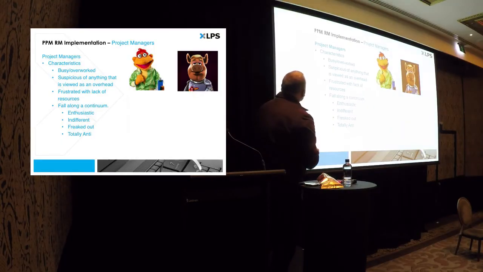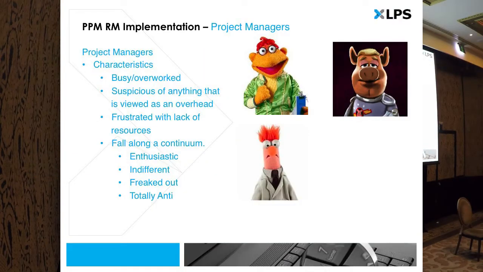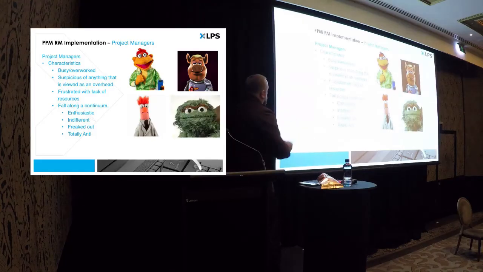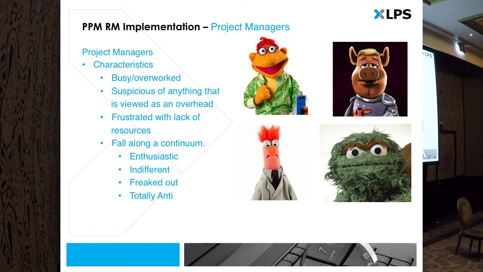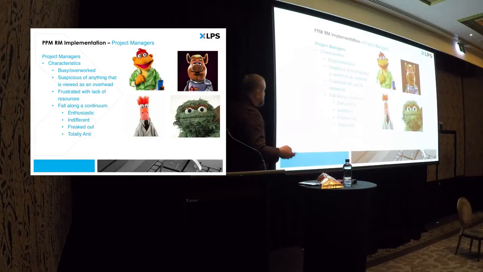Third one, the freaked out project manager. Doesn't want a bar of anything to do with the tool. They're just, they're quite nervous, they don't really like it, they don't like what it's going to do. And the final one we've got is the totally anti-project manager, who absolutely won't have a bar of anything, is obstructive in requirements gathering meetings. Some of the sort of different characters you quite often got to deal with.